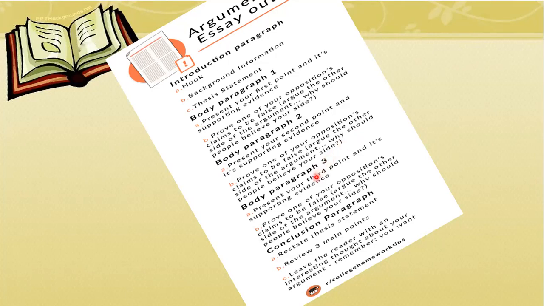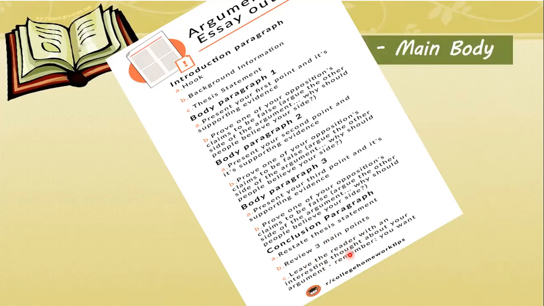Then in paragraph number 3 of the body, you are going to present your third point and give your supporting evidence. You are going to again prove one of your opponent's claims to be false, that we call counter argument. We are going to refute it, and again you are going to give a strong reason why your side is the best one. And at the end, the conclusion, you are going to restate your thesis statement. You are going to review your 3 main points, and then you are going to conclude it in an interesting way, convincing the reader to take your side.